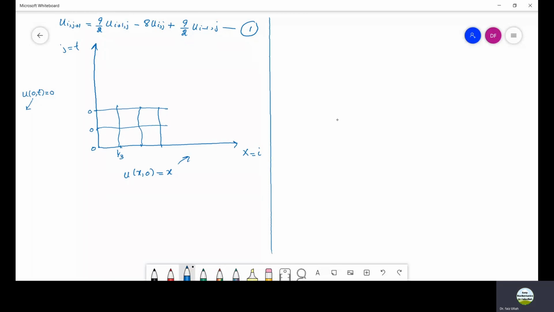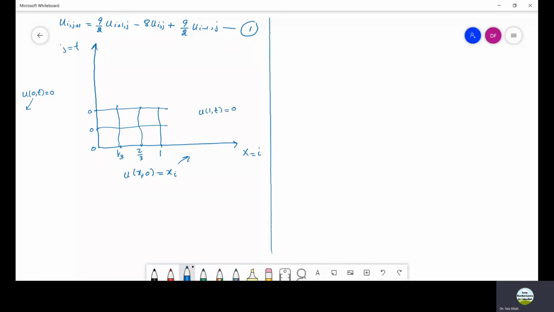Now the value of x2 is equal to 2 by 3, and the value of x3 is 1. So these are the values along the x-axis. And now look at the next boundary condition, which is u of 1 comma t is equal to 0.